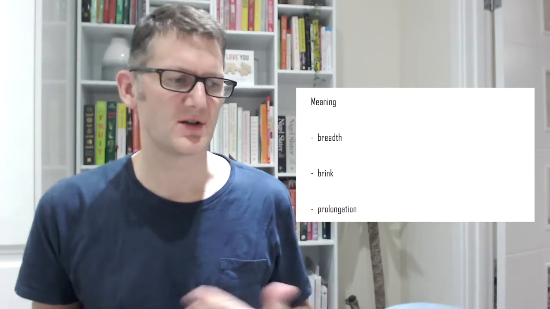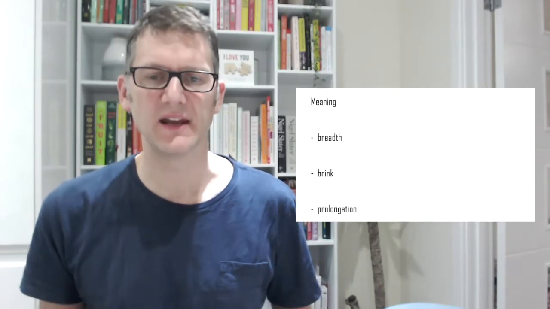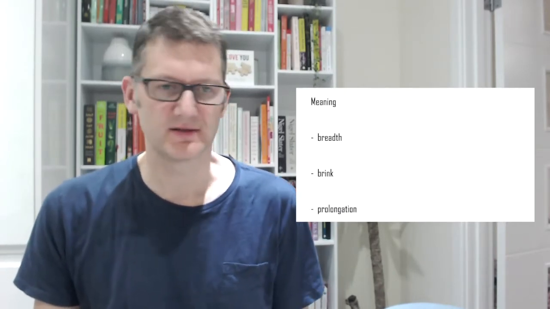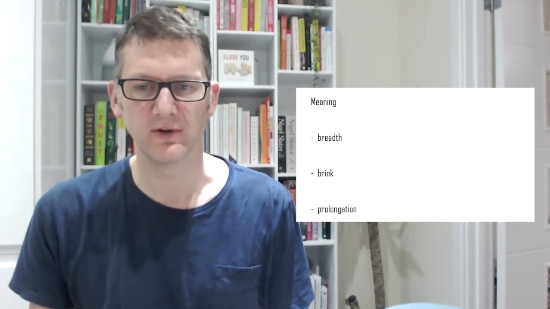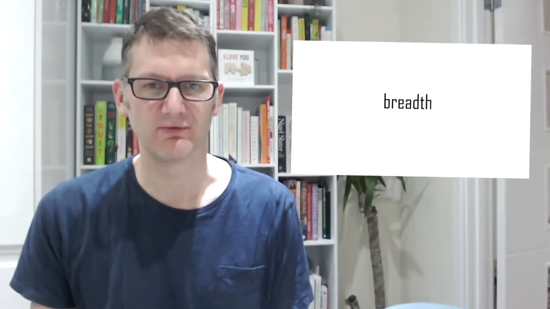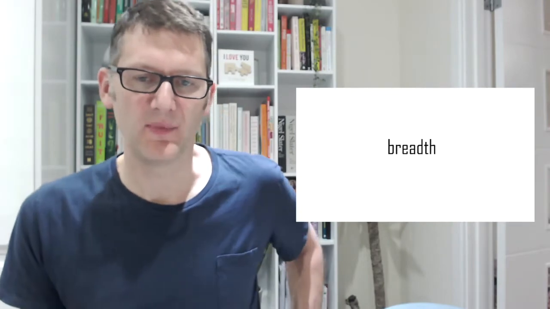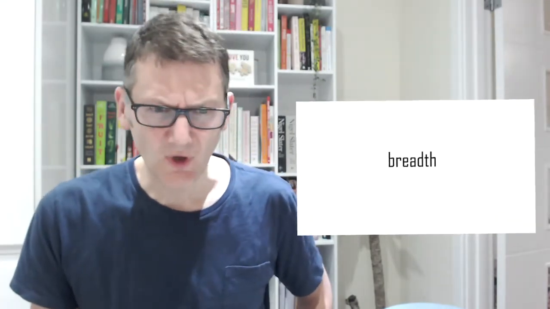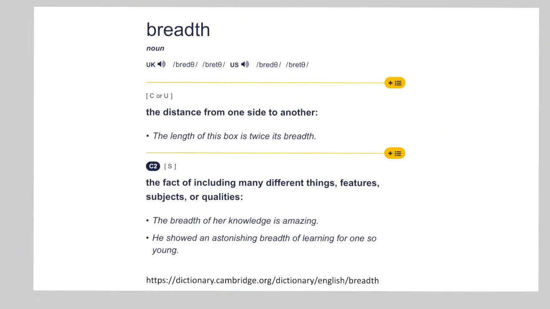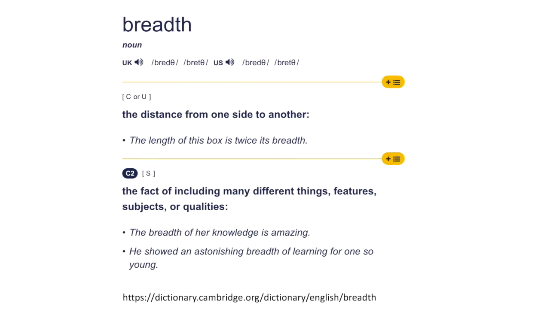We can do some exercises another time in guessing meaning from context, but it's really easy to find out the meaning of a word via a dictionary. If we look up the word breadth, I'm going to use the Cambridge Advanced Learners Dictionary online because I think it's really thorough. It gives you all the information you need.